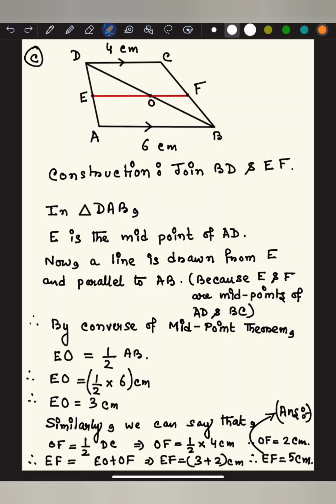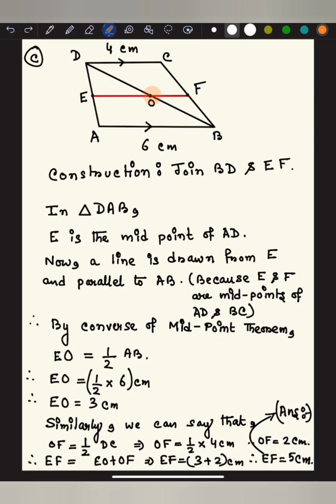Okay, now look at this triangle DAB. Here E is the midpoint of AD, and from point E, if we draw a line parallel to AB, then it will cut the side BD at the midpoint O, and O will be the midpoint of BD, and this goes by the converse of midpoint theorem. Understood?